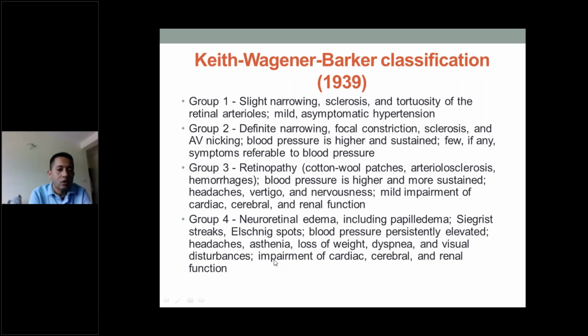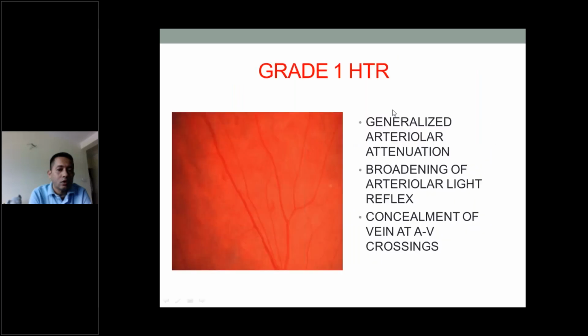So most of the time, the classification we are using is the Keith-Wagner-Barker classification. But what we do when we use this classification in OPD is to narrow it down. We are only talking about the retinal changes now, and not the systemic part of the classification. So let's see the same classification based only on the retinal findings.